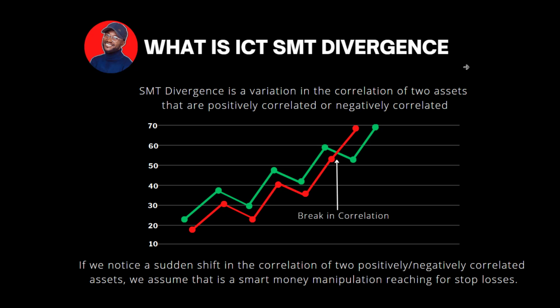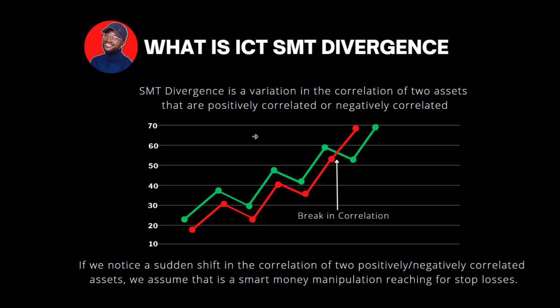So SMT Divergence simply means smart money technique. It is a way of identifying where the smart money are taking price and how they are manipulating price. So SMT divergence is simply a variation in the correlation of two assets that are positively correlated or negatively correlated.